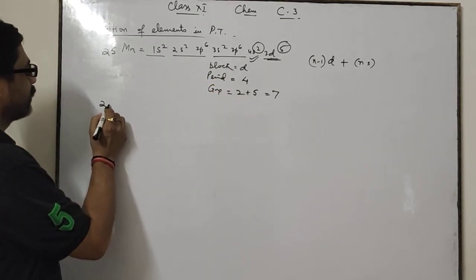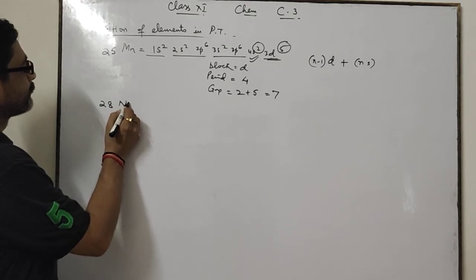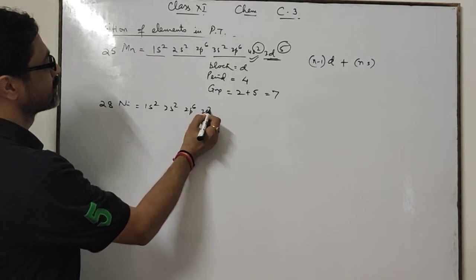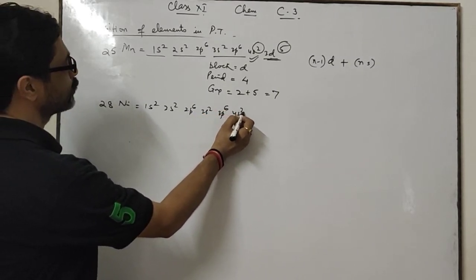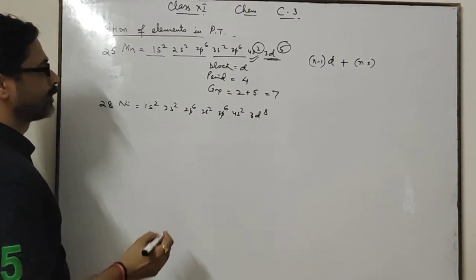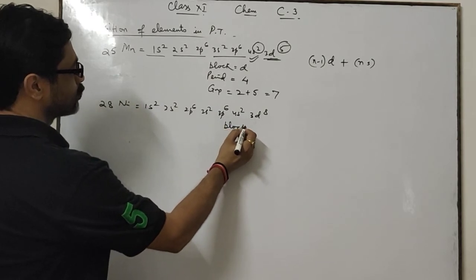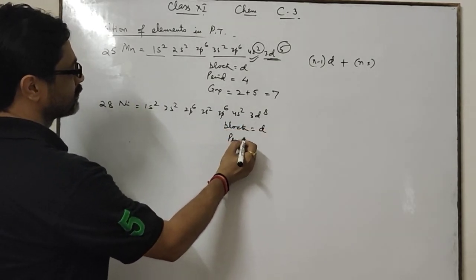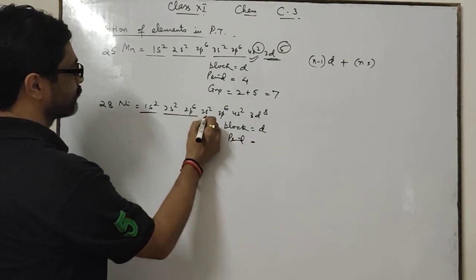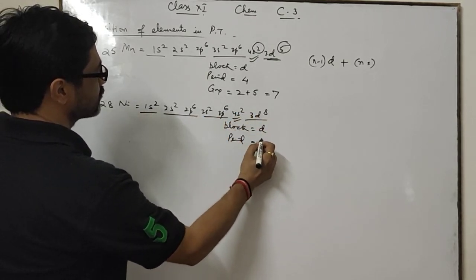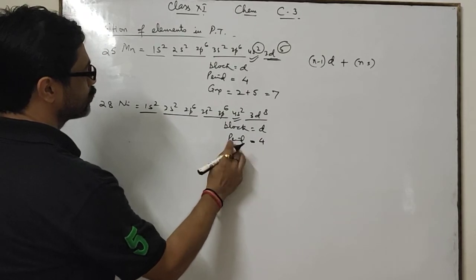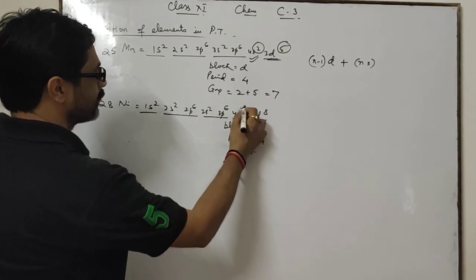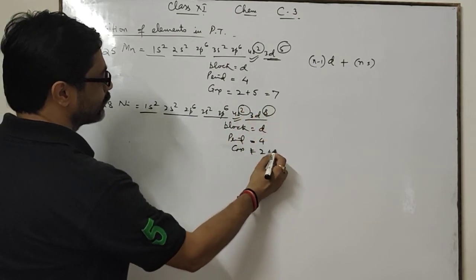Take one more example like 28 nickel. First of all we write the electronic configuration like this: 3s2, 3p6, 4s2, 3d8. This element also belongs to block d, period, here the period is again 4, the 4th period, and the group becomes 2 plus 8, which is 10.